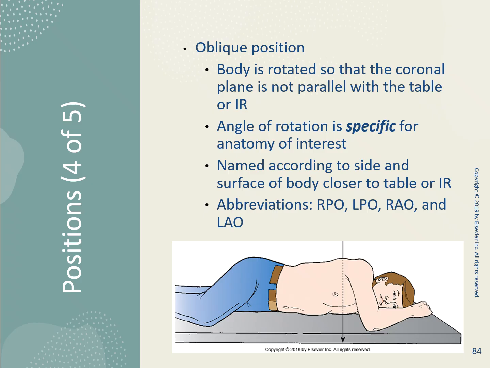Okay. Now, what is this person showing us? Looks like they're laying left side, left anterior, closest to the image receptor. So this is a PA oblique LAO position. It's a PA oblique because the patient's in an oblique posture. The central ray is entering their posterior, exiting their anterior. It's an LAO position because their left anterior is closest to the image receptor, which is tucked under the table.